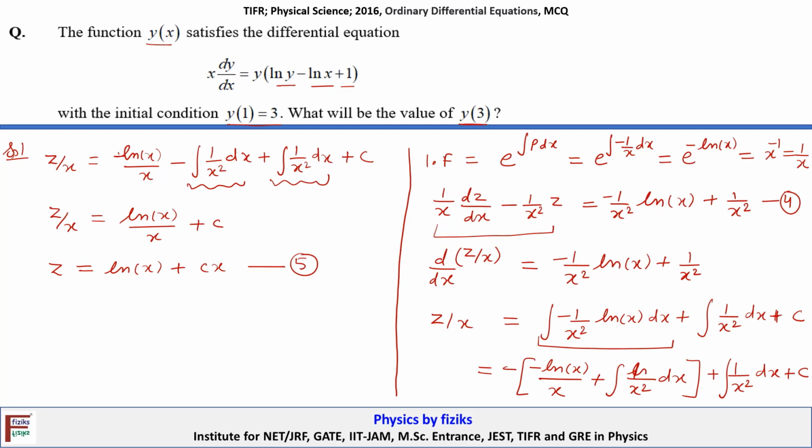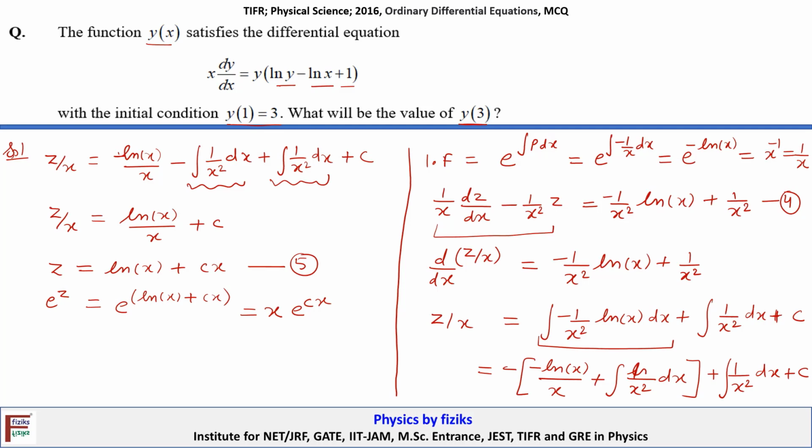Therefore y is equal to e to the power z. We have substituted again here. Then we take the exponential of both sides, so e to the power z is equal to the exponential of this whole term, which can be written as ln of x plus c into x, which can be simplified to x into e to the power c into x. This is the value of e to the power z.